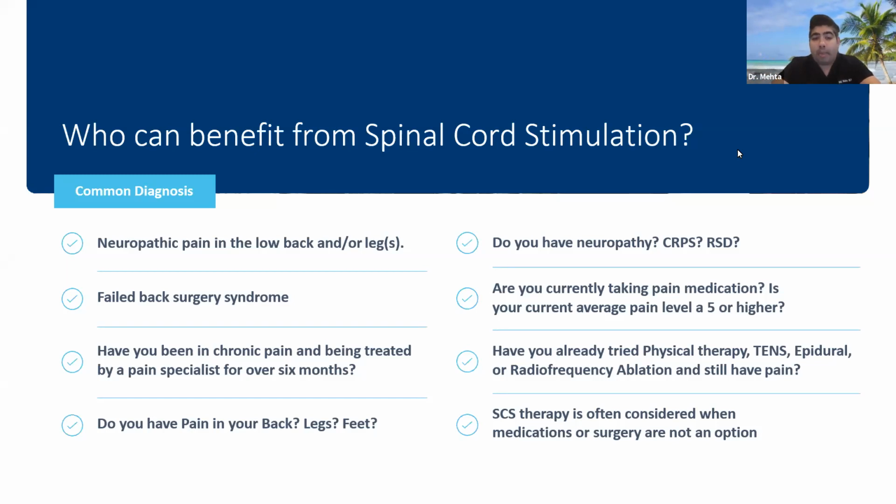If you've been in chronic pain and you've been seeing a pain specialist for 6 months, if you have pain in the back and the leg, neuropathy, and every day you live with a pain score of 5, 6, 7, that means you have moderate to severe pain. And if you're not a surgical candidate, but you've tried a lot of things, then a spinal cord stimulator is the answer. But you don't have to rely on too many medicines. Then there is an option out there which can be considered early on in the algorithm. Next slide.